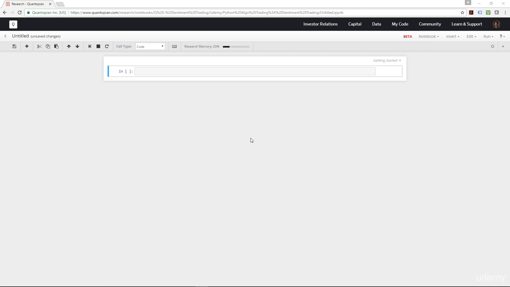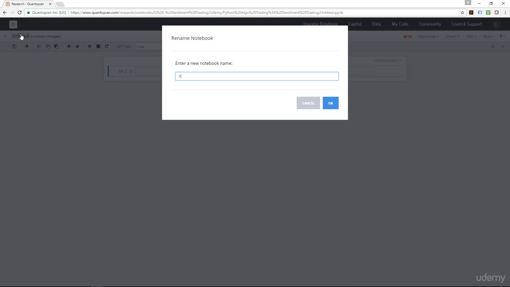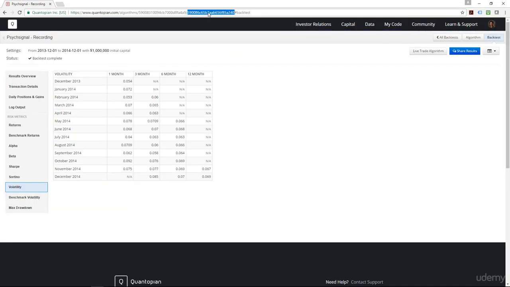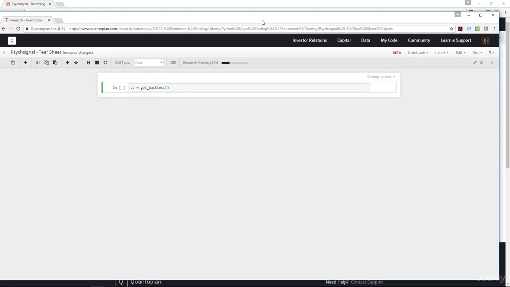Okay, now that the notebook is open, I'm just going to call this psych signal, and I'm going to call this the tier sheet, so that I can post it for you to refer to later. The first thing is that we want to actually get the backtest result, but we do need the backtest code, which is these last few digits here.